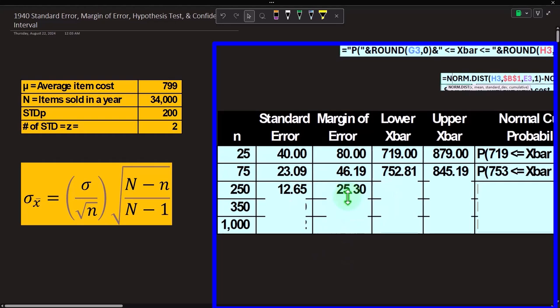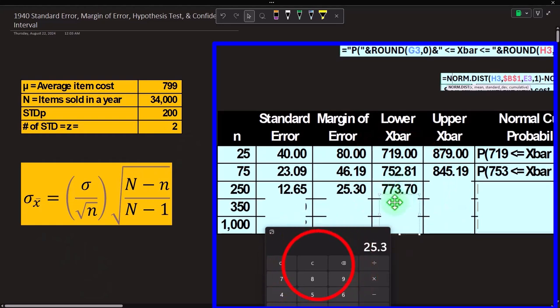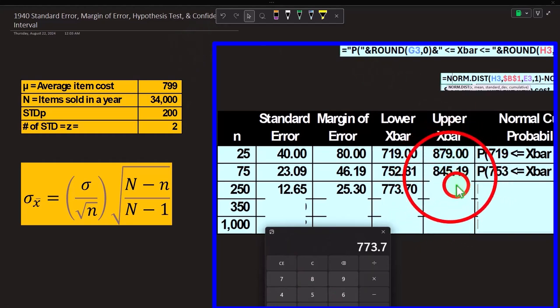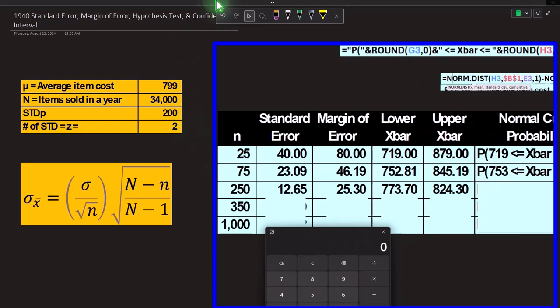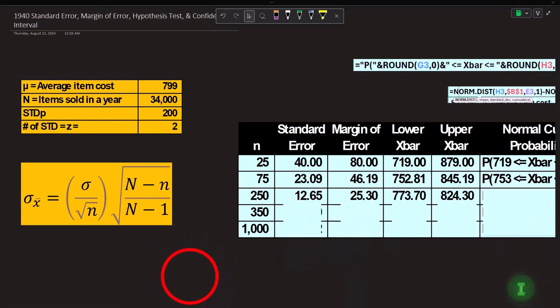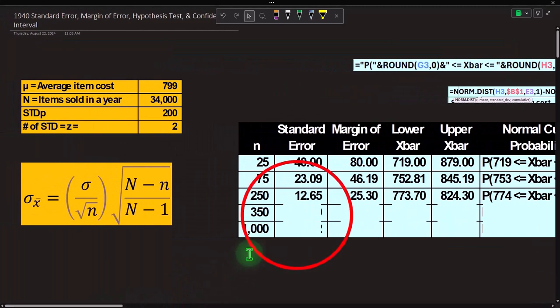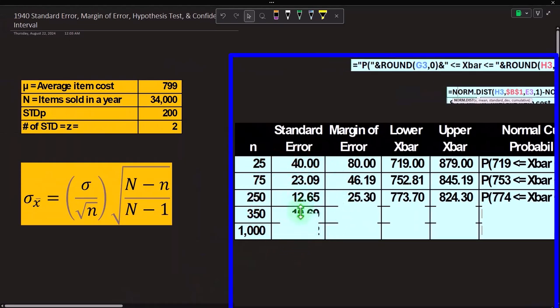So then we get our margin of error, which is simply going to be this 12.65 times 2, because we're going two standard deviations out. So the lower bit then is going to be the middle point, 799, minus the margin of error, 25.3. And then the upper bit is going to be the middle point, 799, plus the margin of error, 25.3. And that's going to give us there. And then if we looked at our curve, we are once again calculating the norm.dist of the upper bit minus the norm.dist of the lower bit. We're still going to get to 95.45, but now we're talking about a curve which is tighter around the center point. Okay, and we'll see this visually in a second.